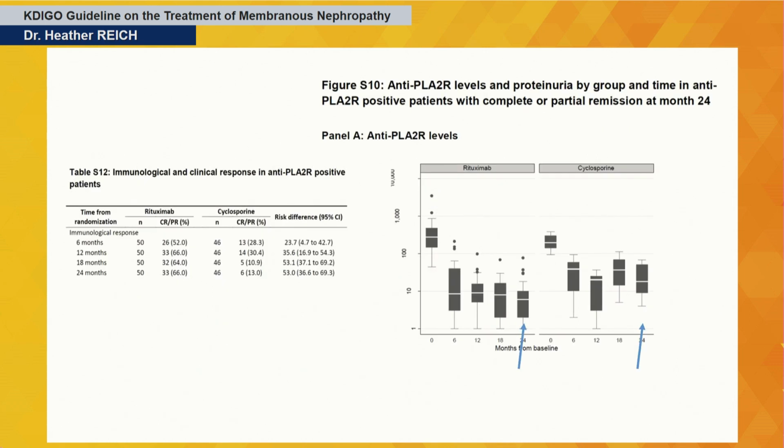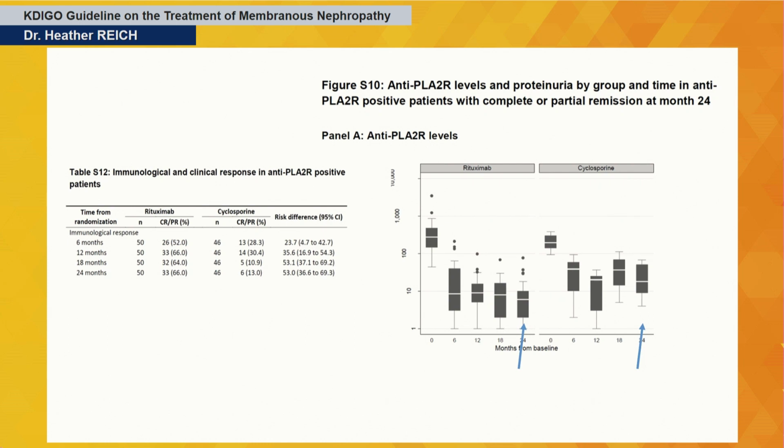But what can we see from the MENTOR study? Well, there are some supplementary data, and on the left panel we can see the immunologic response of patients who achieved a partial or complete remission over time. And the immunologic response was defined here as normalization of PLA2R antibody titer.